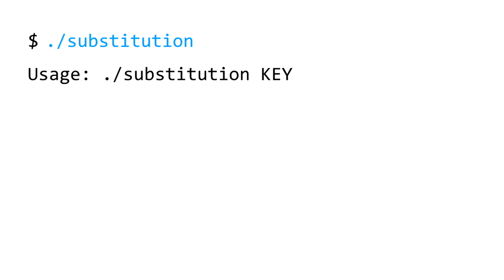However, not every key that's provided as a command line argument is necessarily going to be a valid substitution cipher. So there's some additional work you'll need to do in order to validate the key, to make sure it is indeed valid. For example, if a user were to call ./substitution but not provide a key at all, then your program should remind the user of how to use the program by calling ./substitution followed by a key.